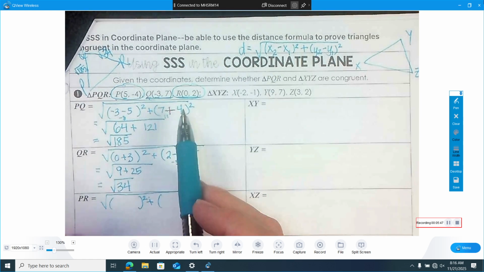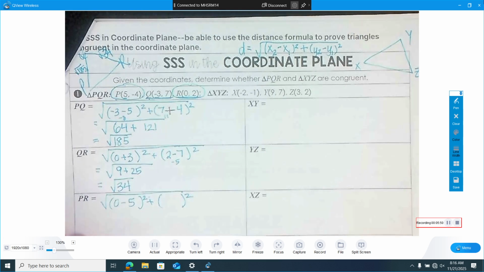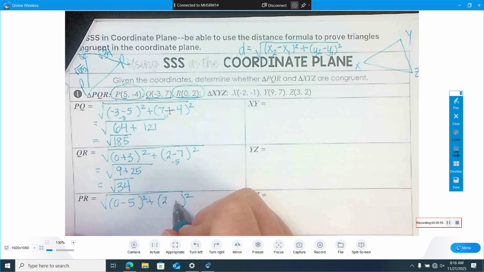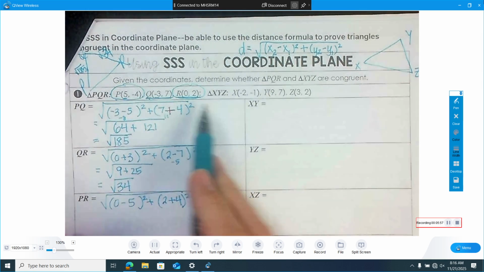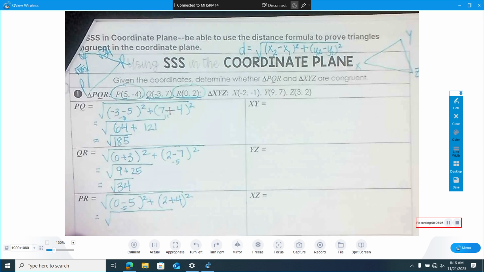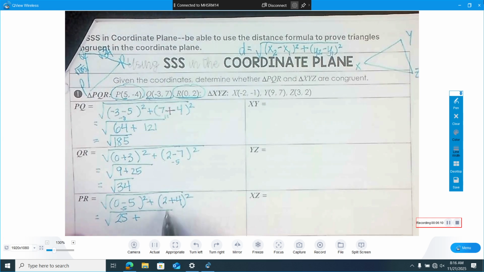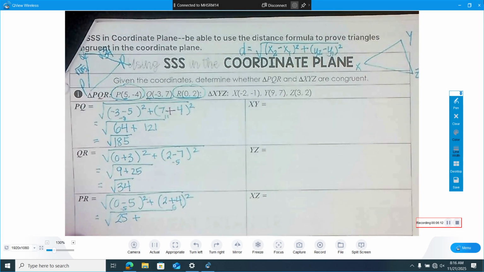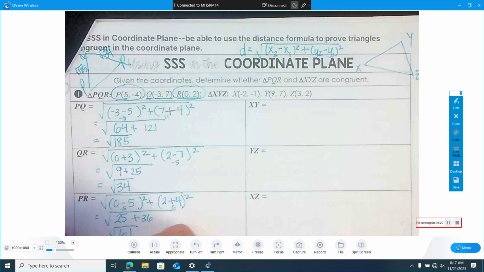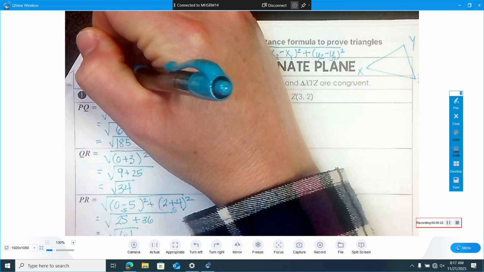All right, so my x is 0 minus 5. And then 2 minus a negative 4, which becomes 2 plus 4. All right, and so 0 minus 5 is negative 5. And negative 5 times negative 5? Positive 25. 2 plus 4 is 6. 6 squared? 36. And so let's see, we get the square root of 61.